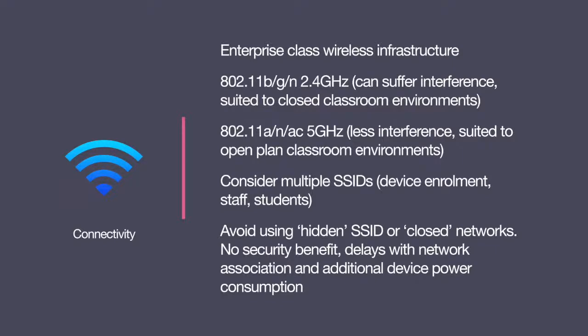You can consider multiple SSIDs as well for device enrollment. You could have a separate VLAN for staff and a separate VLAN for students. These are both mapped to different SSIDs accordingly. Perhaps the student VLAN is more restricted than the staff VLAN. Also avoid using hidden SSIDs or closed networks. There's actually no security benefit here at all, and all it's going to do is delay association with a network and cause additional power consumption on a device. Now, obviously, if you've got a classroom of students and the devices are power draining all day, that's not going to be a good experience for the end user.